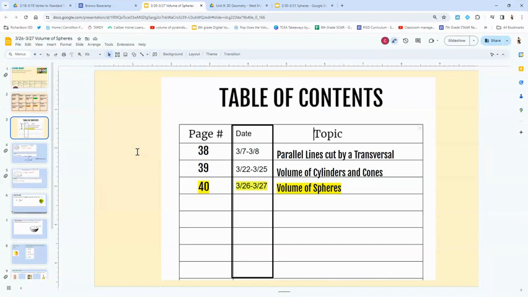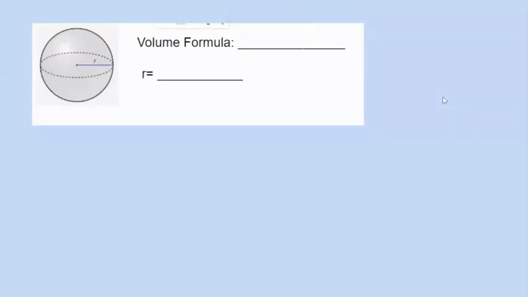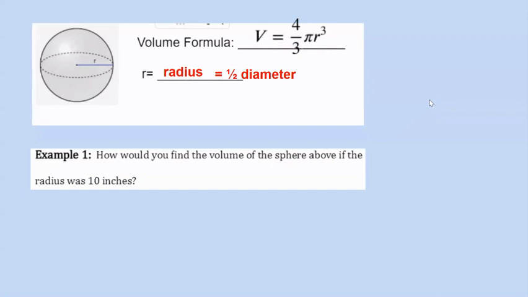Okay, make sure you pull your table of contents out. We're doing volume of spheres, which is here. And if you need more time, you can just pause and rewind. So volume formula of spheres, if you look on your formula chart, it's going to be V equals 4/3 pi r cubed. So the only dimension you need to know for this is the radius, okay, which is half the diameter.